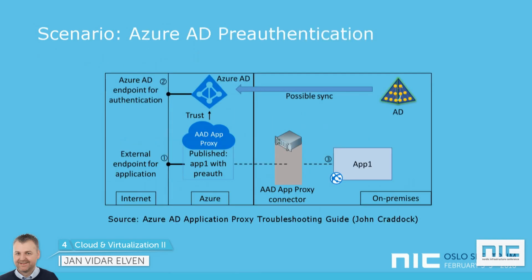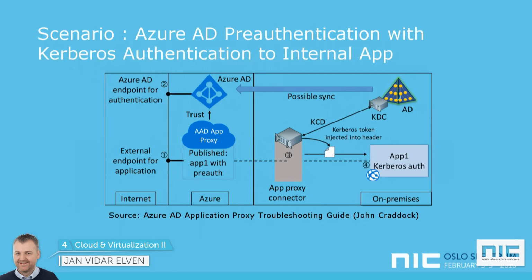That's one scenario. You can do pre-authentication. This means that you make Azure AD do the authentication before they can access the resource. But depending on the internal application, it can have its own authentication mechanism. Often you will have that if you are using forms-based, for example. And the most valuable scenario, if you can do that, you can create a pre-authentication with Kerberos authentication to the internal app. Then you will have true single sign-on.